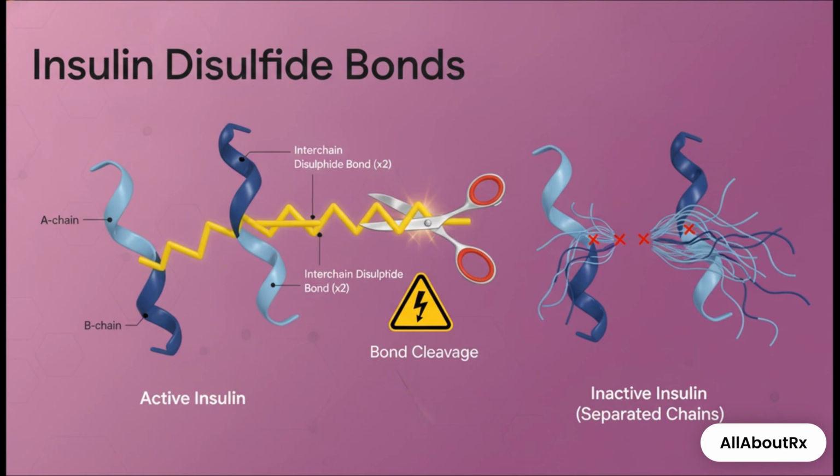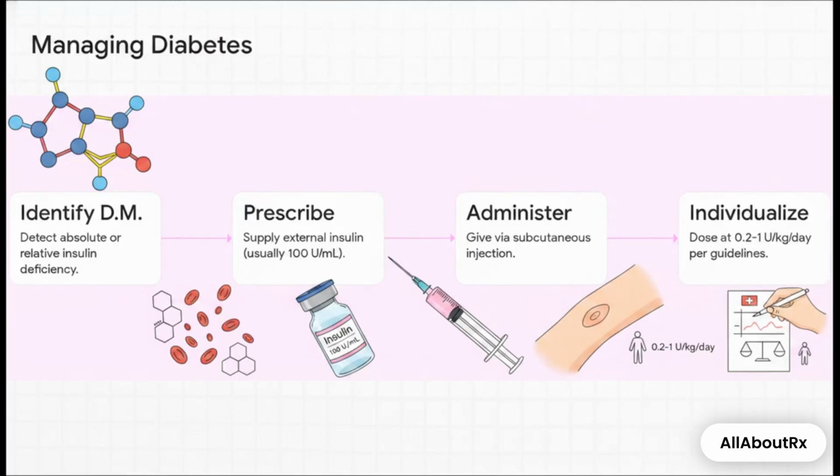If you break these disulfide bonds using alkali or reducing agents, the insulin is instantly inactivated. Game over. When a patient has an absolute or relative insulin deficiency, it results in diabetes mellitus, causing dangerous hyperglycemia. For folks with type 1 diabetes, their bodies depend entirely on external insulin to manage their condition. Clinically, it's typically supplied in concentrations of 100 units per milliliter and administered via subcutaneous injection. Dosing is highly individualized by the prescribing doctor, usually ranging from 0.2 to 1 unit per kilogram per day, and that goes for both adults and pediatrics.